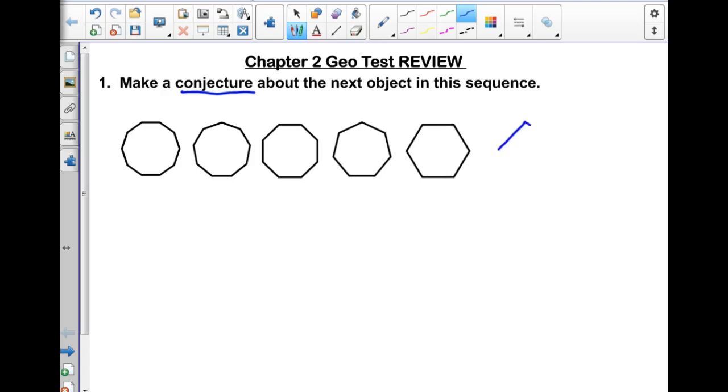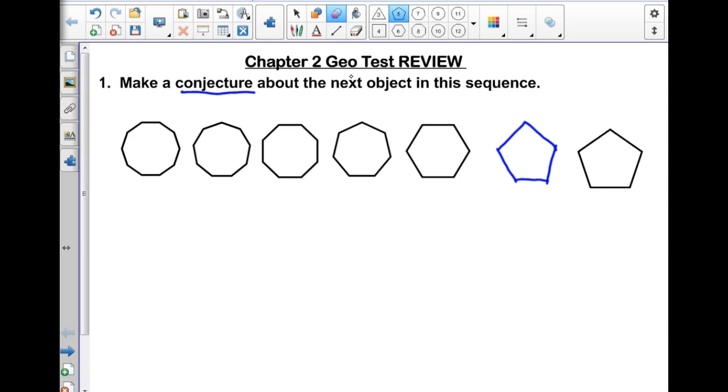So just do your best to draw a regular pentagon. It doesn't have to be perfect. I could have used my tools up here and made a perfect one, but okay, that would be the next term. That's all you needed to put down.